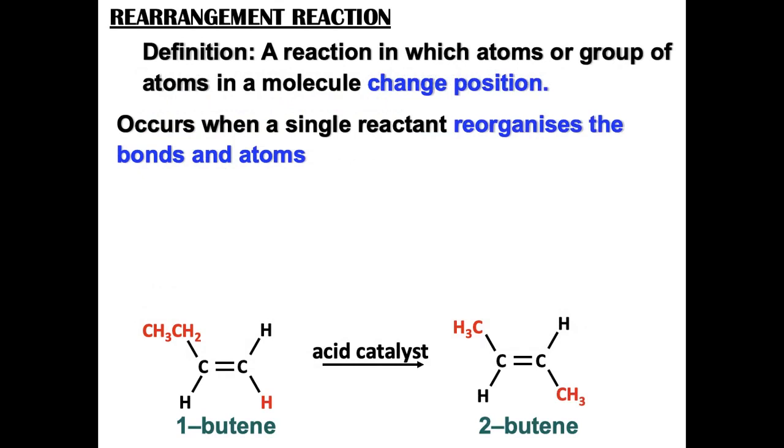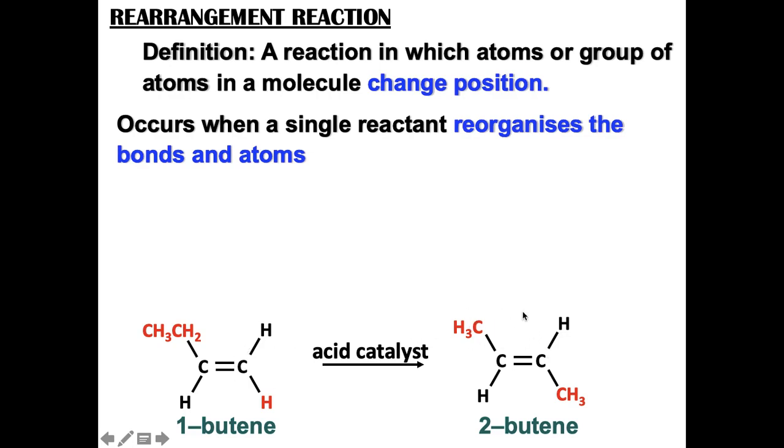So, for example, 1-butene, let's focus on the carbon here. This carbon has 1 hydrogen and 2 carbons with 5 hydrogen. This carbon has 1 hydrogen and another 1 hydrogen. So, in the presence of an acid catalyst, this carbon is only left with 1 carbon. Initially, it has 2 carbons. And this carbon has 1 carbon and 1 hydrogen. Initially, this carbon has 2 hydrogen.